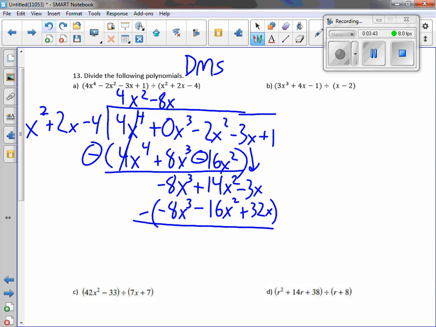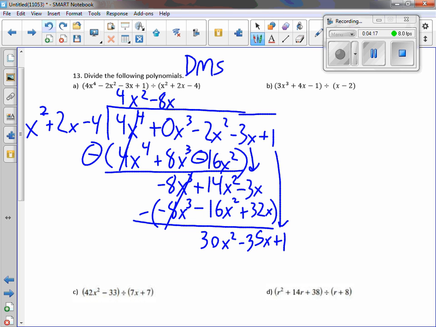Now we subtract. Negative 8x to the third minus negative 8x to the third. Again, that minus negative means plus. That cancels out. Again, that should always happen. 14x squared minus negative 16x squared. There's that minus negative again, which tells us to add. So we get 30x squared. Negative 3x minus 32x is negative 35x. And then we drop down our next term. Start the whole process over again.